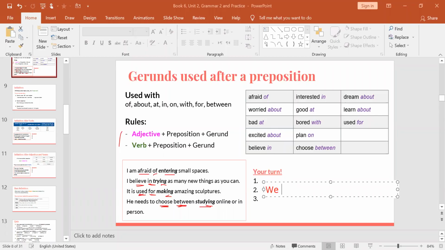Say, we are excited about trying something new. There you go. So excited is the verb, about is the preposition, and then trying is the verbal noun or the gerund.